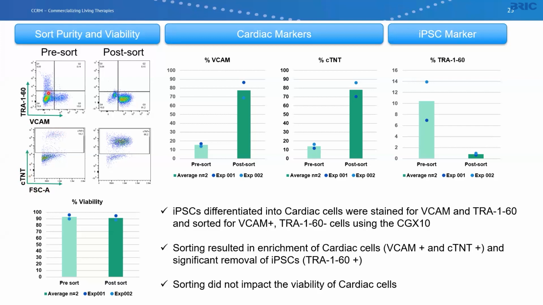But overall, we have been able to show that the purity post-sort is very high, with a percentage of VCAM positive cells averaging around 80%, very well correlated to a positive percentage of CTNT, demonstrating that we actually sorted for the cardiac cells. As for the iPSC marker, it goes down from 10% to less than 1%, demonstrating the capability of CGX10 to actually enrich in the VCAM positive cardiomyocyte cells, while depleting efficiently the non-differentiated iPSC TRA160 positive cells. Finally, the sorting did not impact the viability of the cardiac cells. As you can see here, the viability was around 90% in all sort experiments.